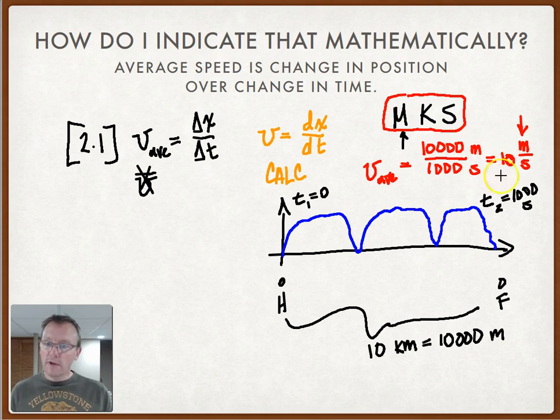So this 10 meters per second doesn't tell you anything about what's going on during the actual time. It just tells you a broad idea. And so that's why it's an average velocity or average speed. Okay, hopefully that makes sense to you.